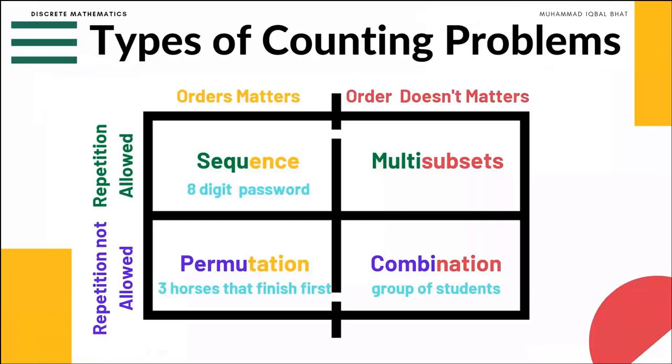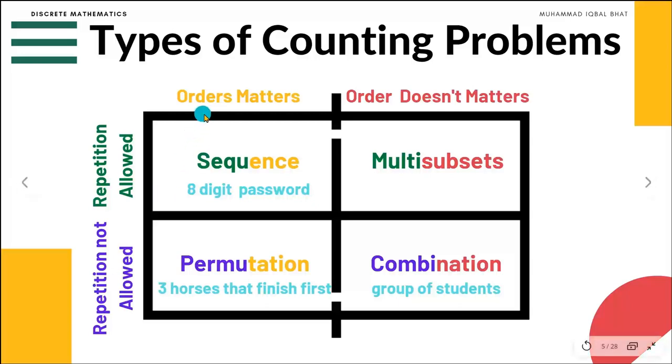First, let us see different types of counting problems. Almost all counting problems fall in one of these 4 types. In each counting problem, you are asked 2 questions: whether order matters or order does not matter, and whether repetition is allowed or repetition is not allowed. So based on the answer to these questions, we have 4 types of counting problems.